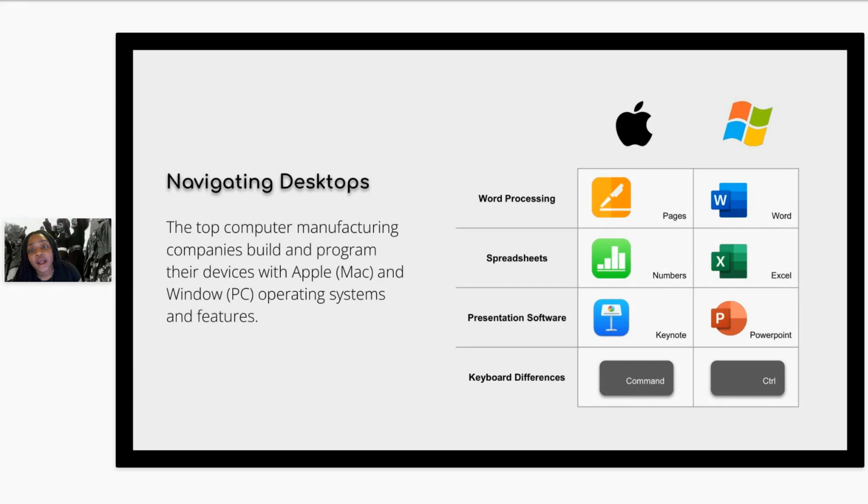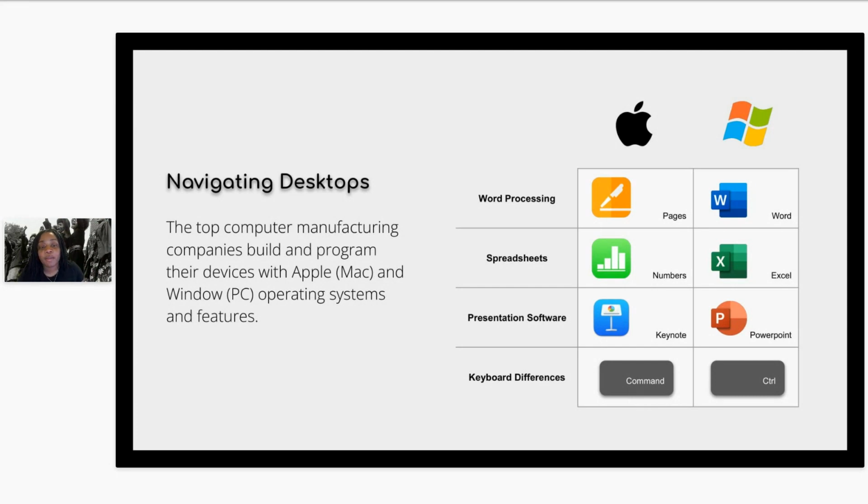Some subtle differences that you may see in the keyboards for a Mac device compared to a Microsoft Windows device is that on the keyboard, you'll see that one of the main keys that are used with keyboard shortcuts is different. On the Apple device, Command is the primary key that's used for most keyboard shortcuts. And on the Windows device, Control is used for most keyboard shortcuts.